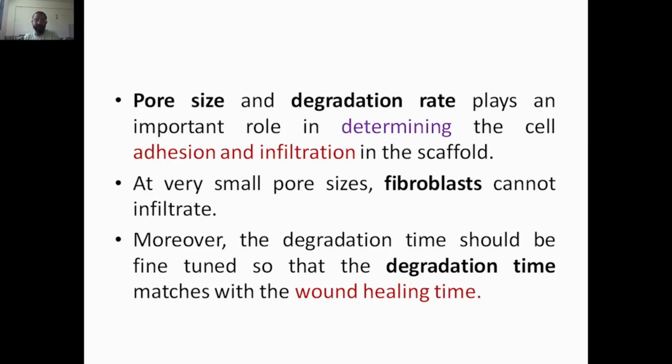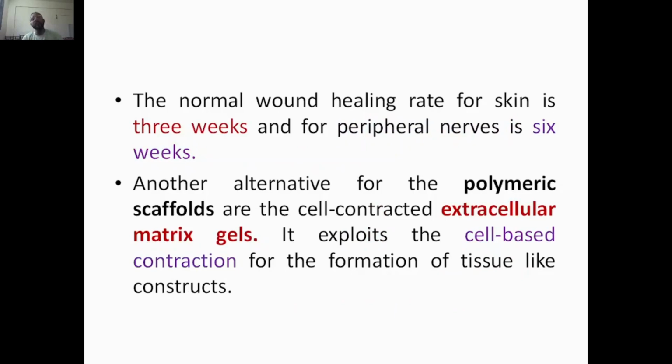and then this particular porous template should be degraded. Understanding? Now the normal wound healing duration of the skin is 3 weeks, and for peripheral nerves it's 6 weeks. This is the normal duration. That means the degradation rate of the ECM, the scaffold or the porous template the scientists have developed, should match this.